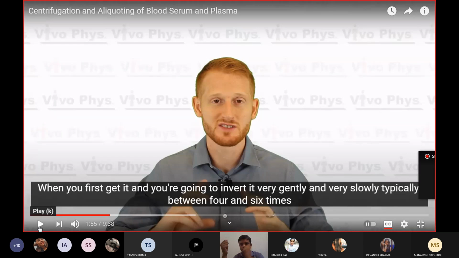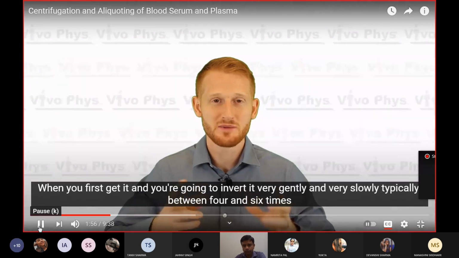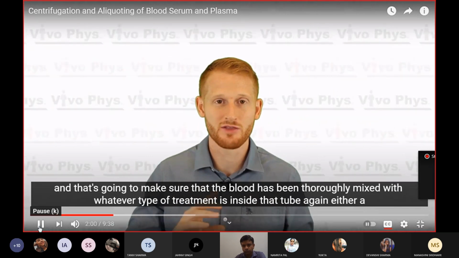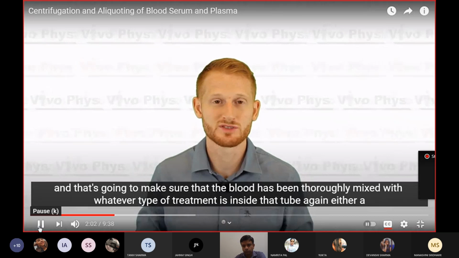Slowly, typically between 4 and 6 times. And that's going to make sure that the blood has been thoroughly mixed with whatever type of treatment is inside that tube.